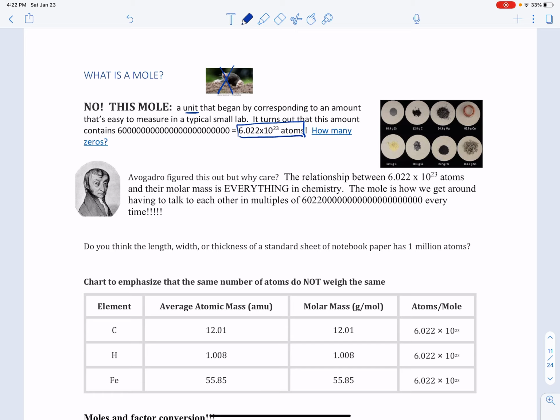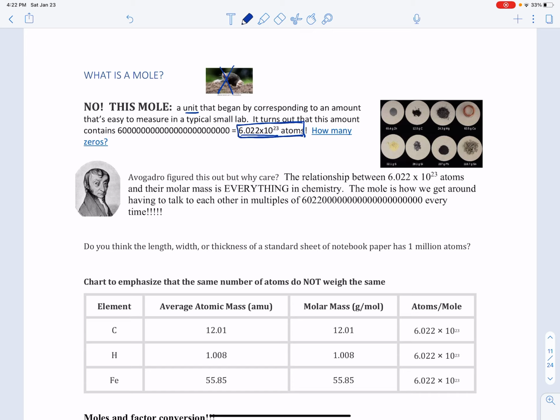Now, it doesn't just have to be atoms either. It can be this many molecules, we still call it a mole. It can be this many ions, it's still called a mole. This many formula units, it's still called a mole. This number of anything is called a mole of it. And we use it when the ratios matter.